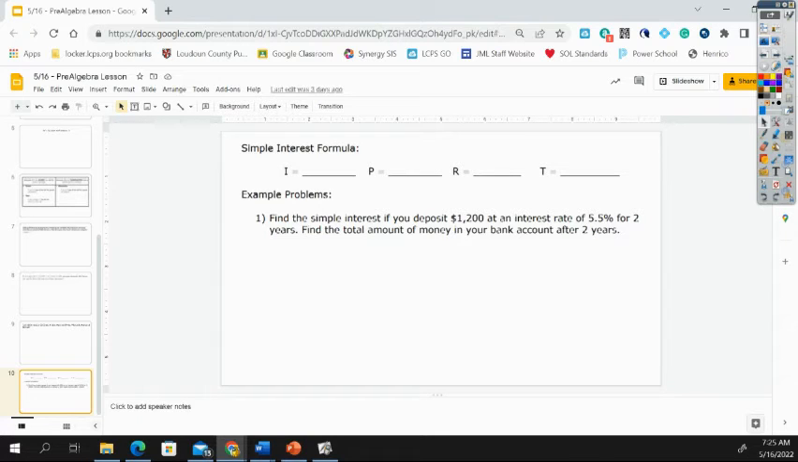This happens when you borrow money. This happens when you put your money in the bank. Now, you earn more interest based off a couple of factors. So there's a formula we use. The formula is I equals P times R times T, also known as I PERT. So what does that stand for? Well, that is our interest.